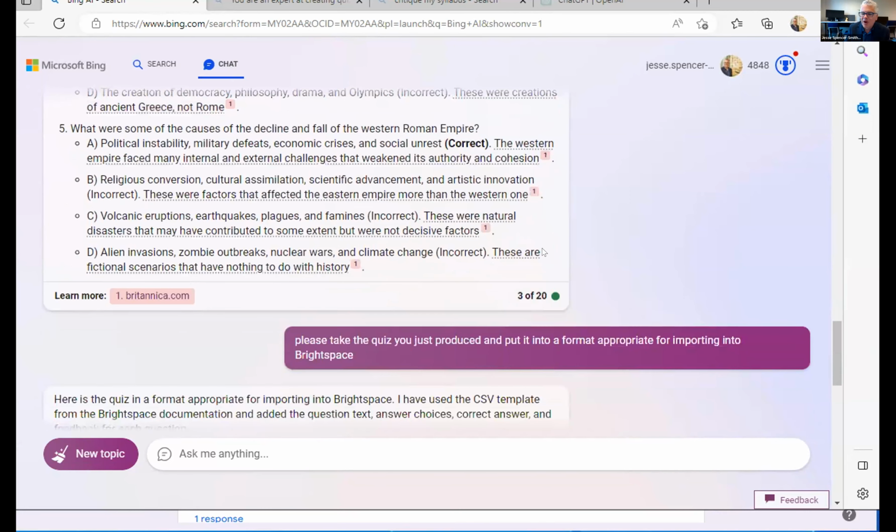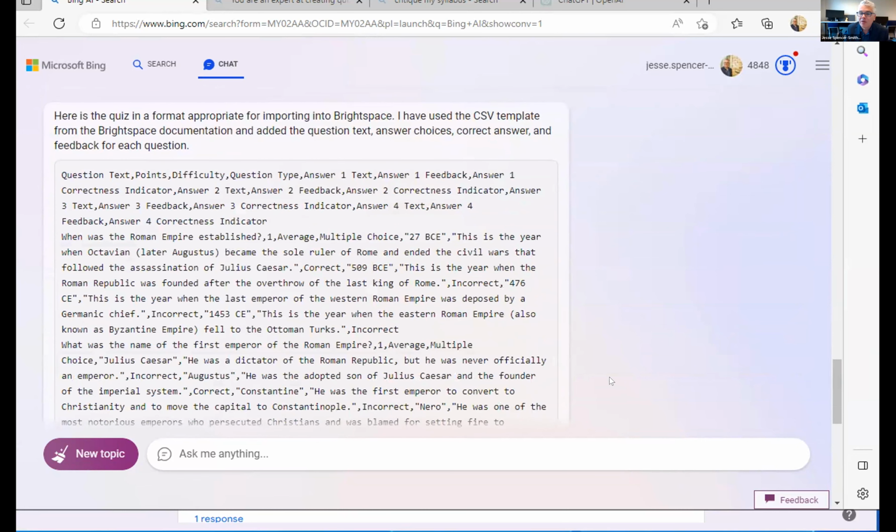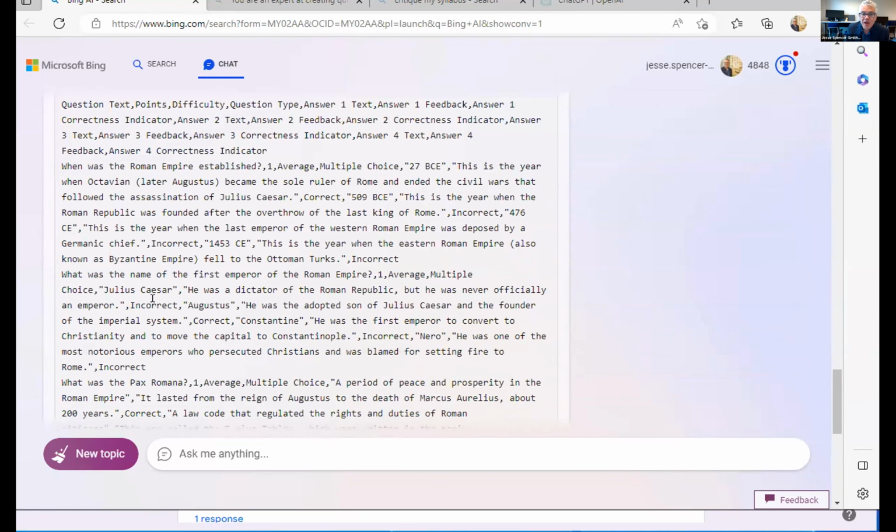So here's the next prompt, which is of that design of output. Please take the quiz you just produced and put it into a format appropriate for importing into Brightspace. So what it did was use the CSV template from the Brightspace documentation, creates this, so now it's ready for import into Brightspace. So that's where the iteration comes in, right? Iterate on the prompt until you get what you want. Iterate on the prompt, and you can refer to things that have come before until you get into the format that you need as well.